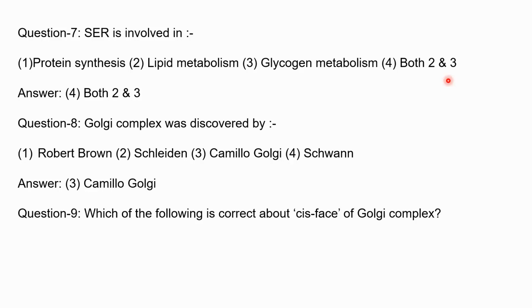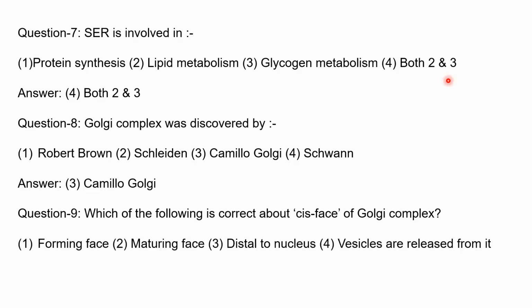While the other phase was known as the trans phase, which was more towards the plasma membrane, and it is a concave shape, and it was also known as the maturation phase. So what are the options which are correct for the cis phase of the Golgi complex?